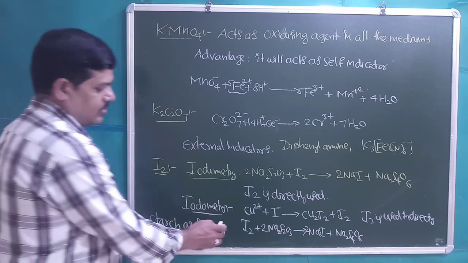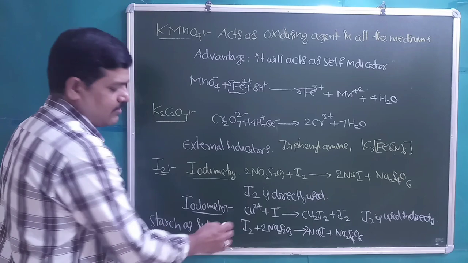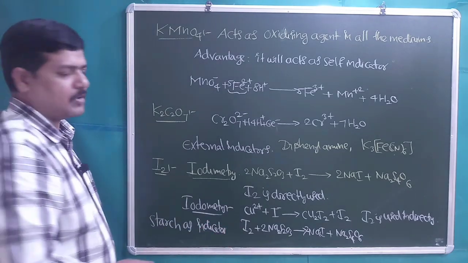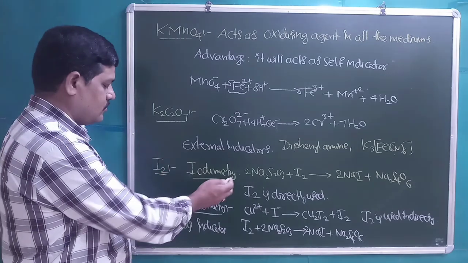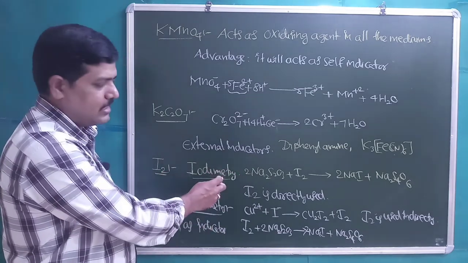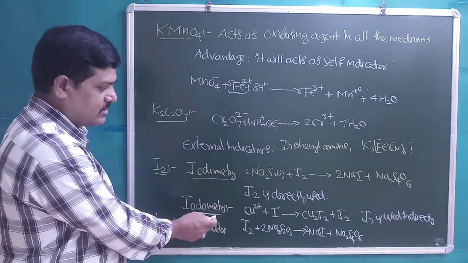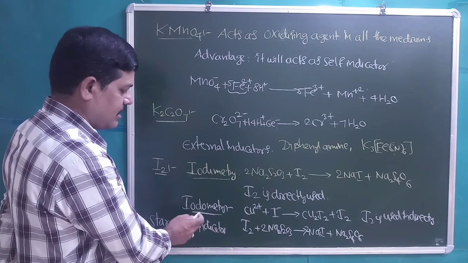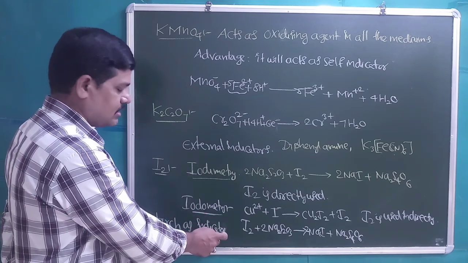Students, this is about the redox titrations. In the syllabus we mainly have potassium permanganate, potassium dichromate and iodine. In the iodine case, two different types of titrations are possible. Iodimetry, where iodine is directly used, and iodometry, where iodine is indirectly used. In both cases, starch is used as an indicator.